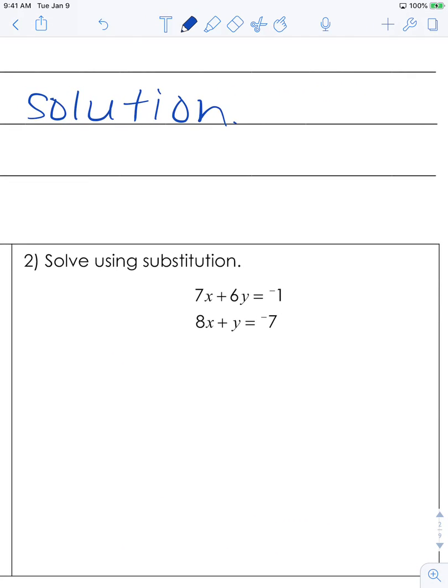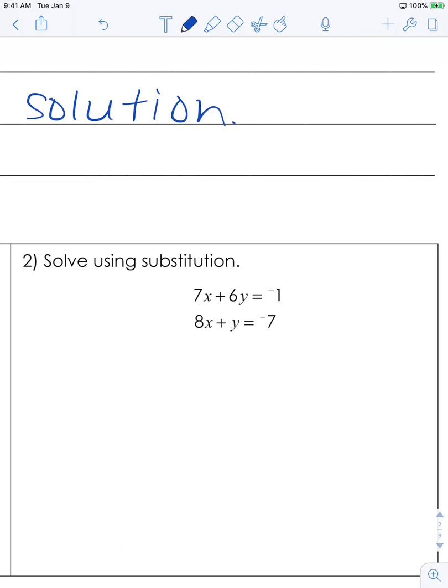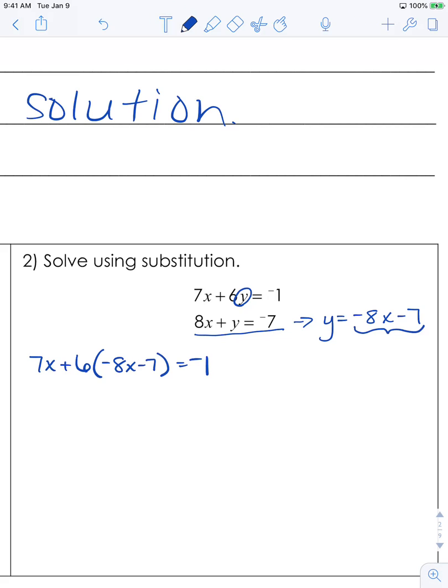Moving over here to number 2. Neither of these is solved for a variable, but if I'm looking at this equation, it's the easiest because y does not have a coefficient. So we're going to rewrite this with y being by itself. So it will simply be y equals negative 8x minus 7. Now we're going to take this expression here, the negative 8x minus 7, and substitute it right here. So you will have 7x plus 6 times negative 8x minus 7 is equal to negative 1.